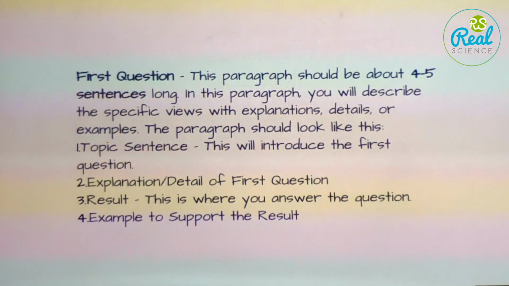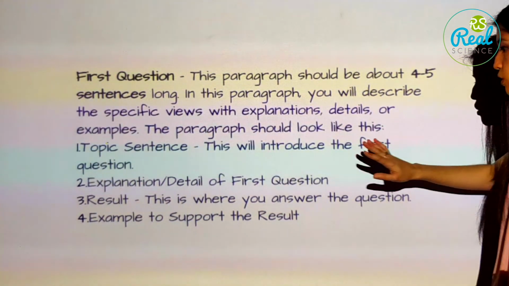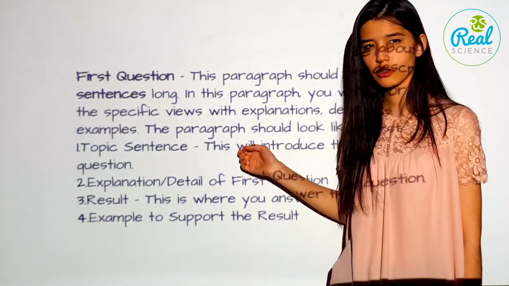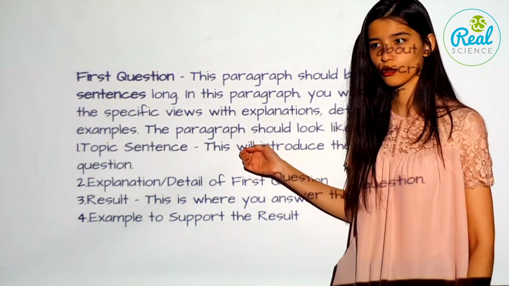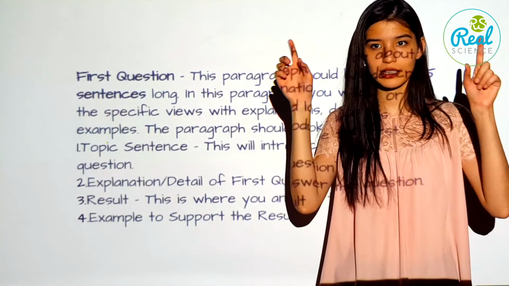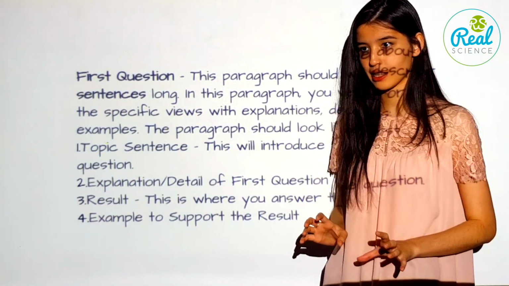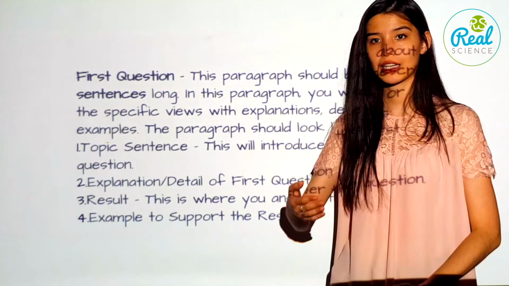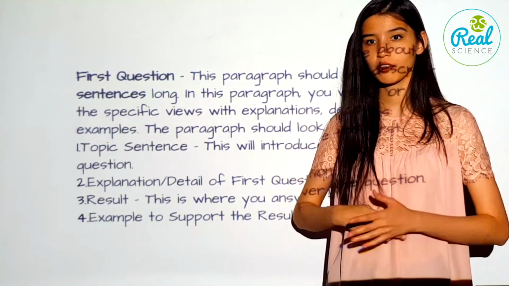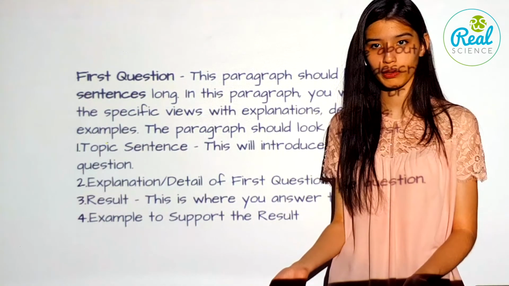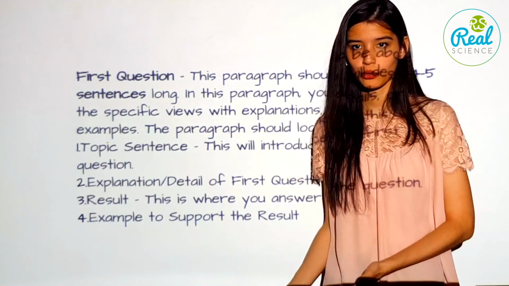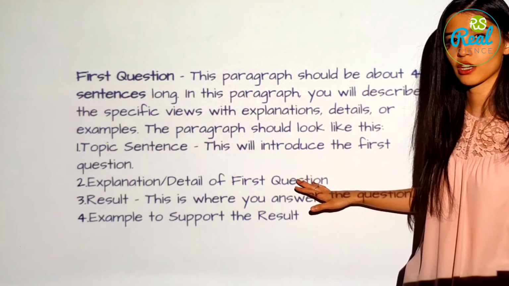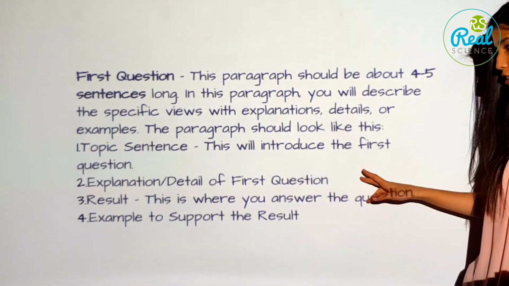So the first sentence is the topic sentence. This will introduce the first question. What kind of first question? From the task, right? You don't just take the question itself and copy paste as you did last time. You have to paraphrase it. Don't paraphrase and propose it as a rhetorical question. Paraphrase it fully and introduce it as a topic. Then add your argument. Then it goes explanation, details, why this argument matters, why this argument is relevant here.